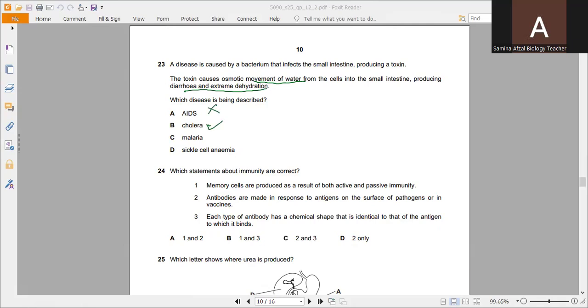AIDS is a sexually transmitted disease, so AIDS is not part of this. Malaria is transmitted by the mosquito. Sickle cell anemia is a disease caused by a mutation in the structure of DNA. So only cholera fits.